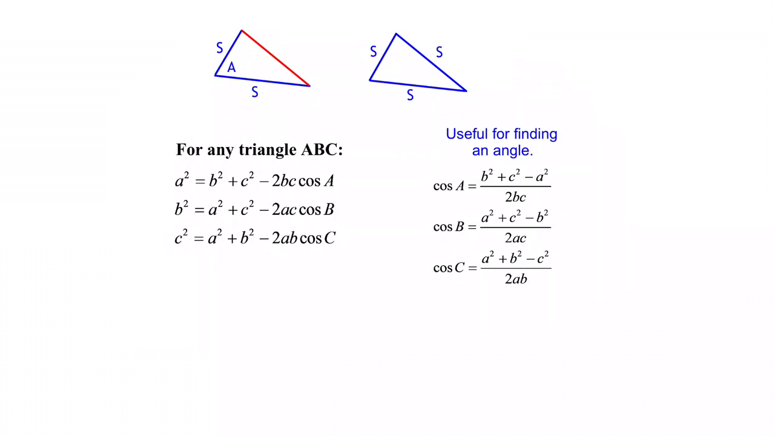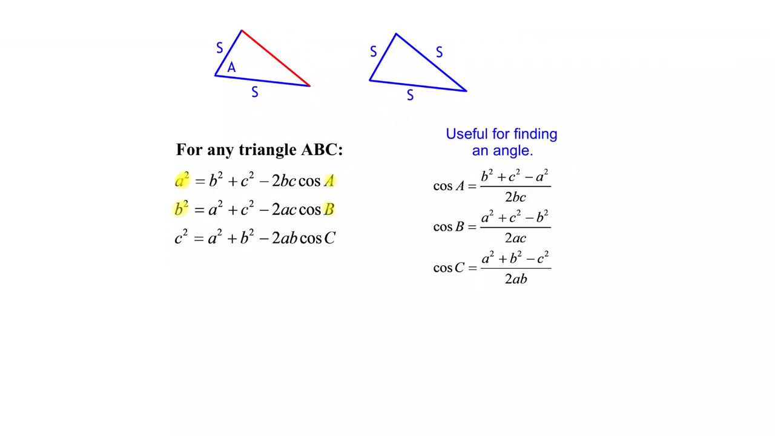The reason I have 3 of them there is because it depends on which side you're solving for. They're all the same: if you look at what it starts with, A squared, it ends with cosine of the angle opposite. If it's b squared, it ends with cosine of the angle opposite, which is cosine of B. So they're all the same, it's just based on which side of the triangle you're using.